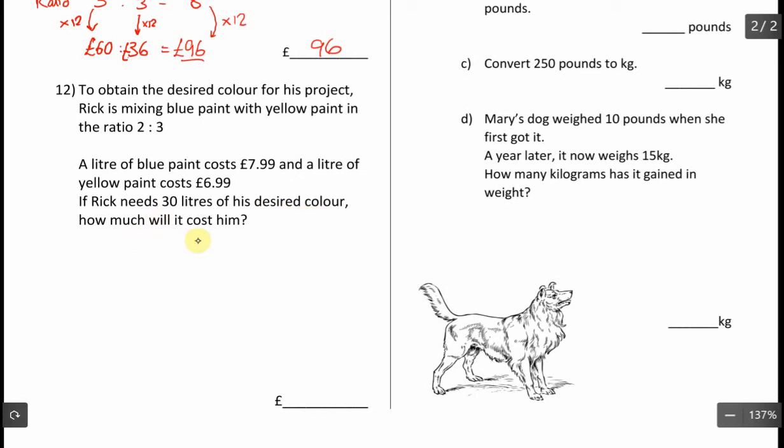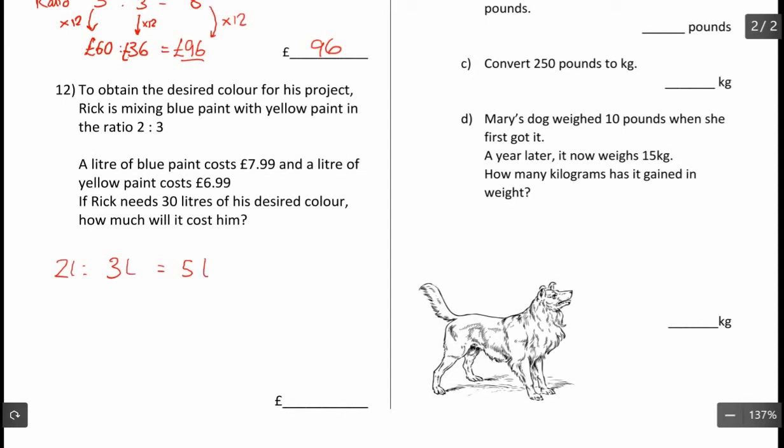Okay, well, first off, this doesn't mean that there are 2 litres of blue and 3 litres of yellow. That just means 2 parts. Those parts could be any size you like. It could be cupfuls, could be tins, it doesn't matter. But given that it gives us the price for a litre, let's just assume that these are litres. So mixing 2 litres of blue and 3 litres of yellow would give us 5 litres altogether.